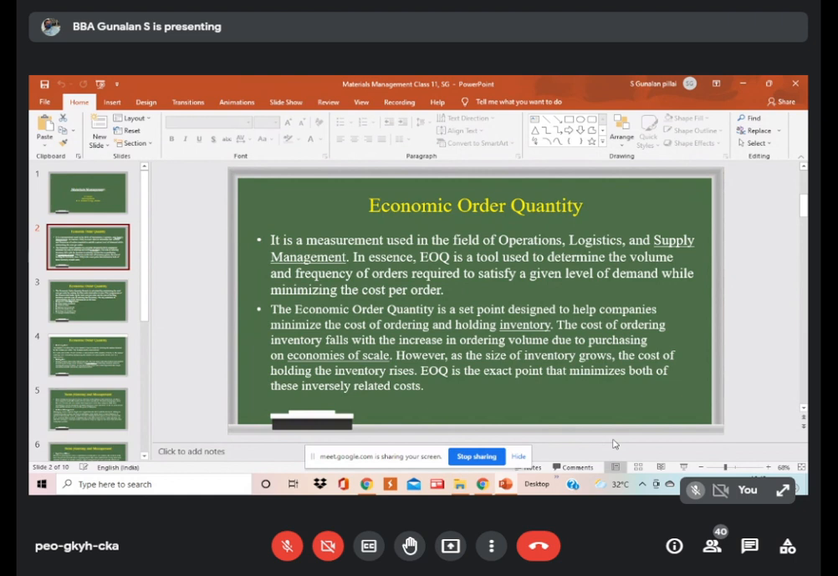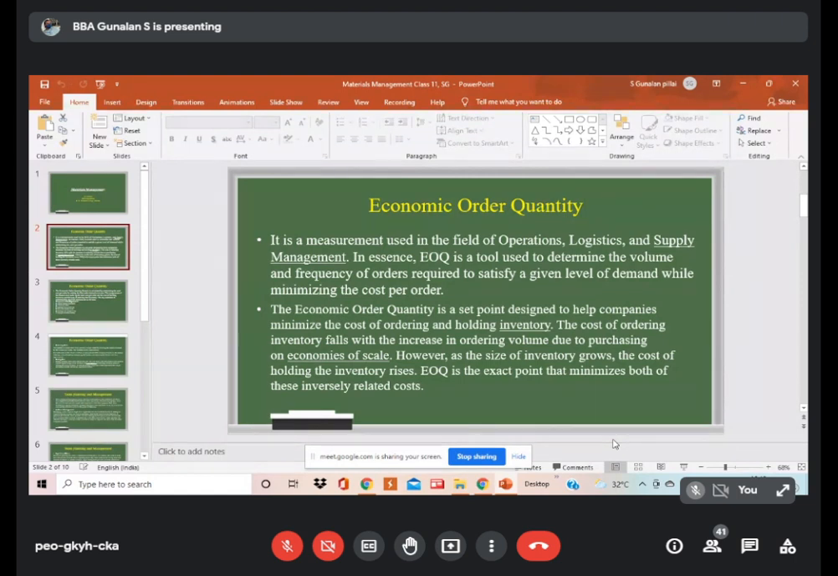The economic order quantity is a set point designed to help companies minimize the cost of ordering and holding inventory. Minimum cost should be invested in these stocks. The cost of ordering inventory falls with the increase of ordering volume due to economies of scale. However, as the size of inventory grows, the cost of holding the inventory rises.